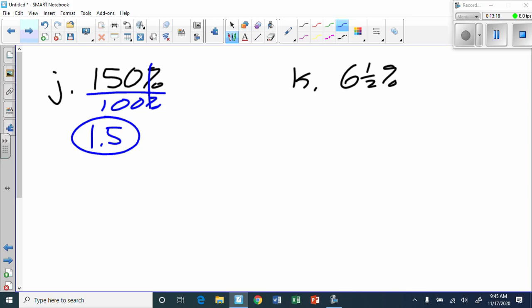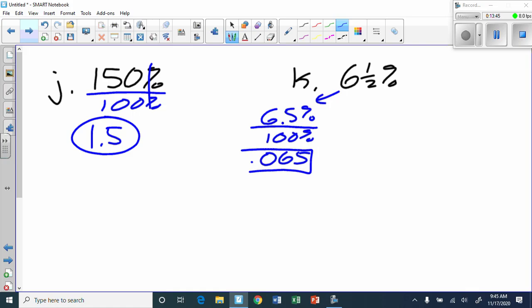The first way, we can change this to 6.5%. Did anybody do that? A couple of you? Divide that by 100%, and my answer is what? 65 thousandths. Because we moved the decimal how many places, Juliana? Because we're dividing by 100, so it goes 2 places, 65 hundredths.